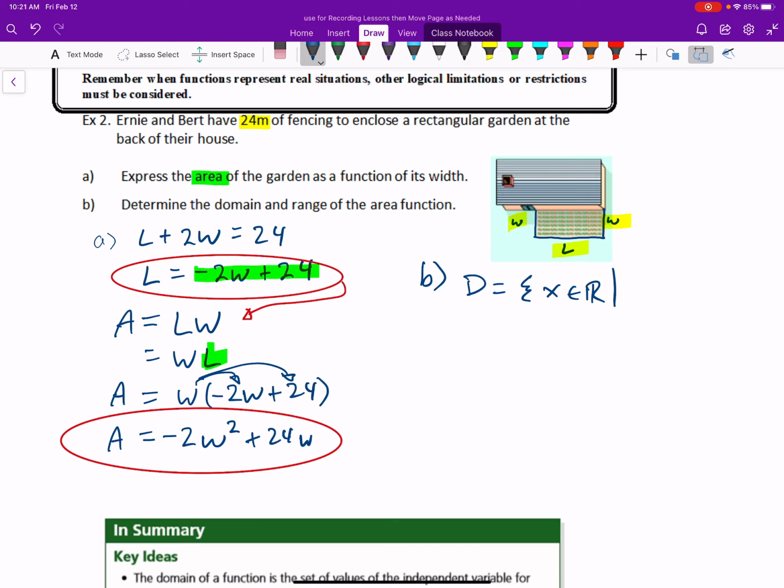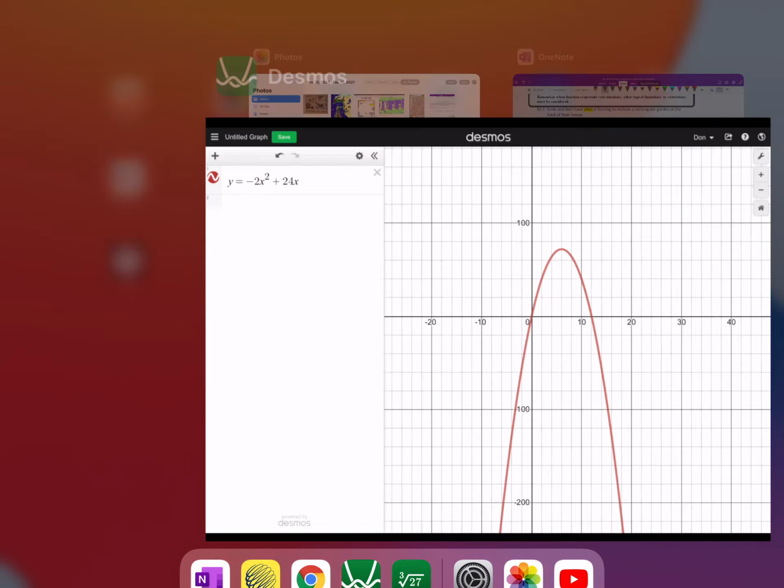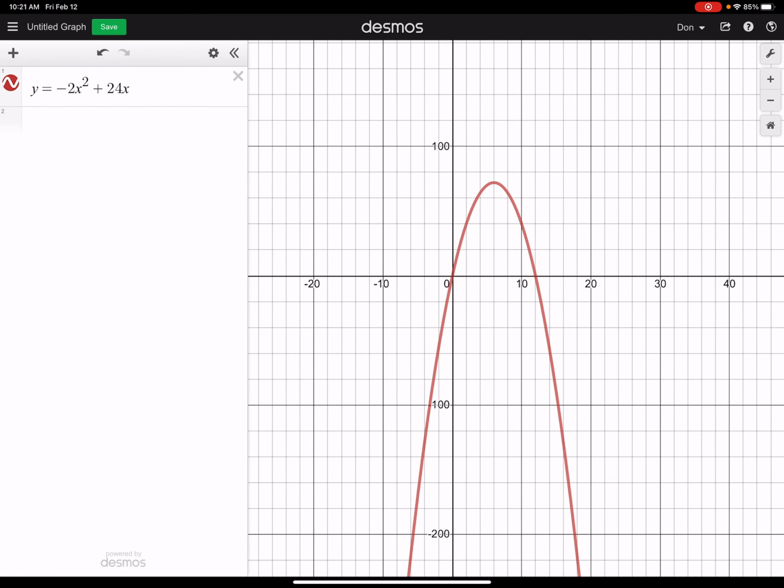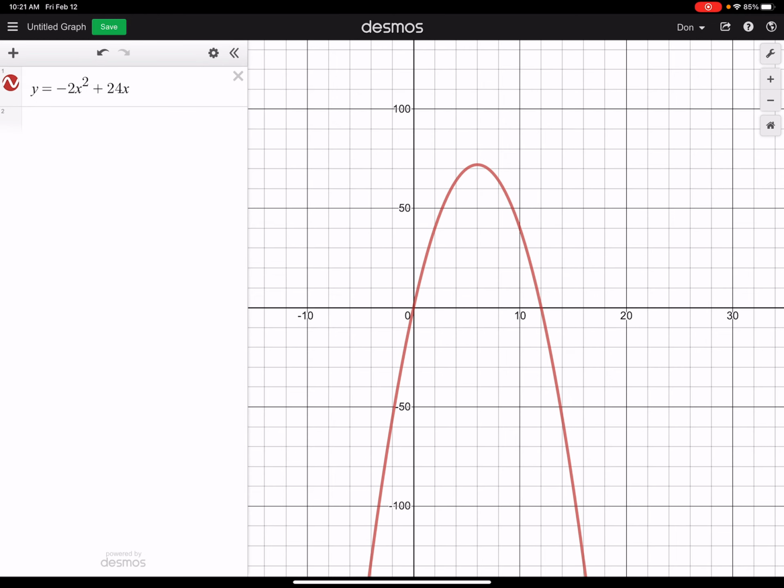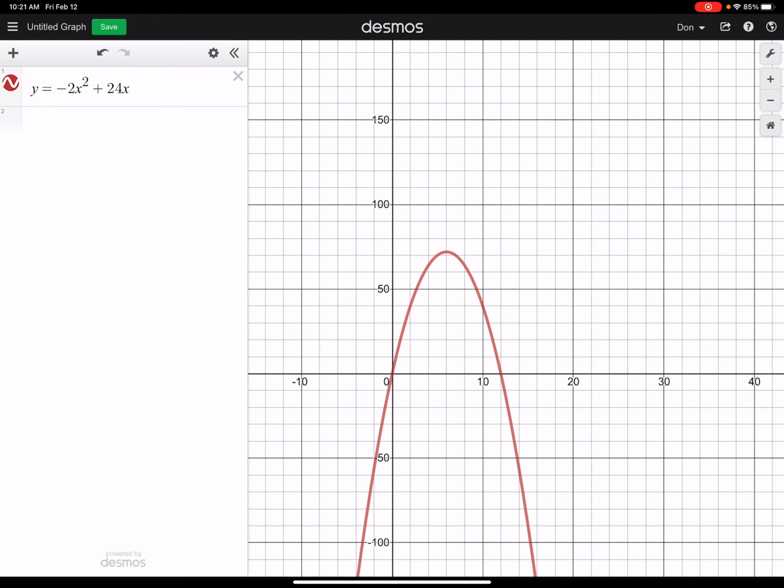But think about what this is representing. This is representing the area of a garden versus the width. So on the x-axis is really supposed to be the width that we're choosing, and on the y-axis would represent the area that goes along with a particular width based on having 24 meters of fencing. There's certain things that wouldn't make sense. So it wouldn't make sense, for example, for my domain to go below 0. How could I have a width that was below 0? I can't have a negative width, can I?